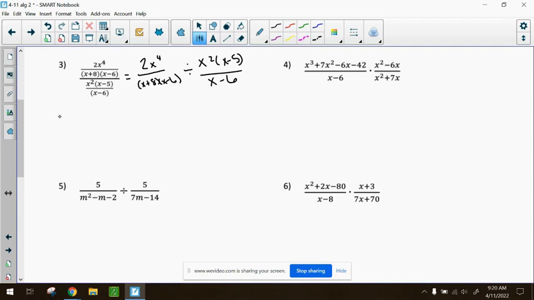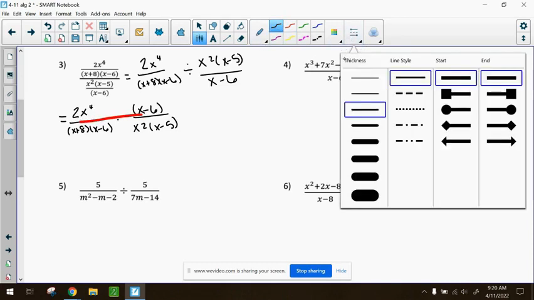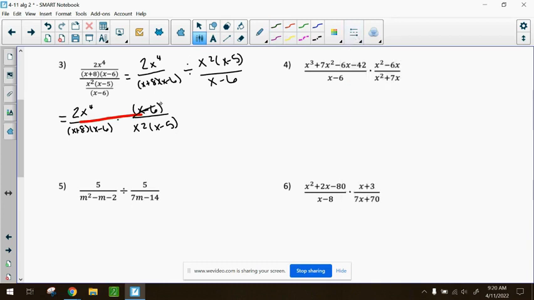From here, though, when we divide, we end up flipping the second fraction to make it 2x to the 4th over x plus 8, x minus 6, times x minus 6 over x squared and x minus 5. So now we make it one big fraction and see what will cancel. Because this is multiplication in between, from the start, we can pretty much just make it one big fraction to see what will cancel. So when I look for what will cancel, the x minus 6s go away.